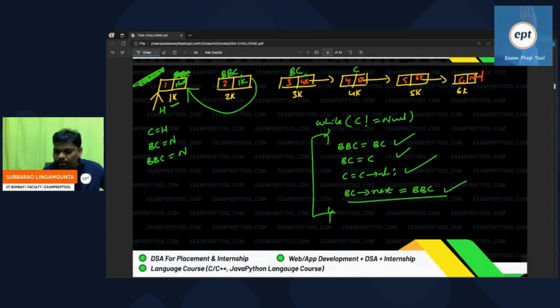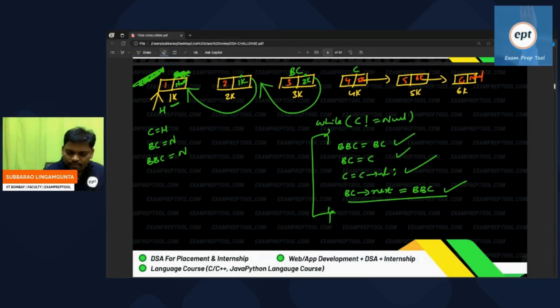Last line. Middle person is before current. Before current next is equal to before current, which is equal to 2K. So he will go like this. Instead of going right side, go left side. Now once again come back. Current not equal to null.